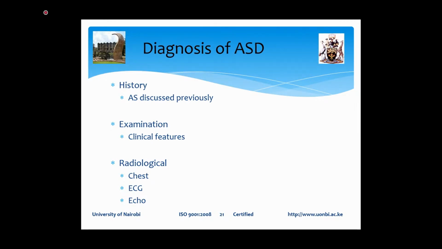The history is dependent on the size, and generally they get more symptoms as they grow older. Examination, those are the clinical features we've discussed before. Chest X-ray will have increased pulmonary vascular markings. The right atrial border may be enlarged. ECG, you will have right ventricular enlargement. You might have right atrial enlargement. You might have the incomplete right bundle branch block.